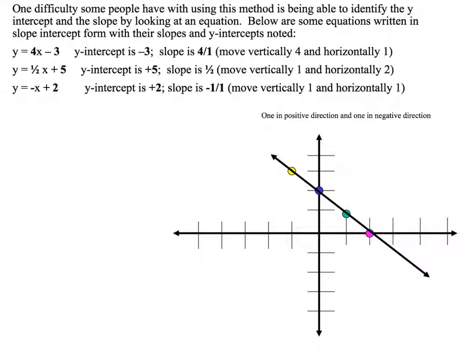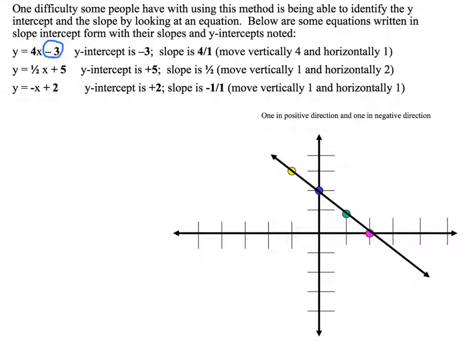So you can see I have y equals 4x minus 3. The y-intercept is a negative 3. It's not a positive 3, it's a negative 3 because of that subtraction sign in front of the 3. And the slope would be 4 over 1 because I could write that number 4 as a fraction, 4 over 1. In y equals 1/2 x plus 5, the y-intercept is a positive 5 and the slope is 1/2.